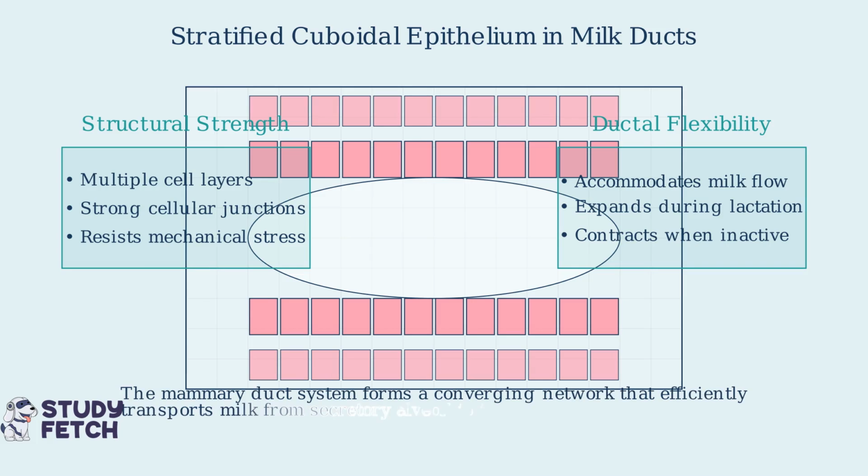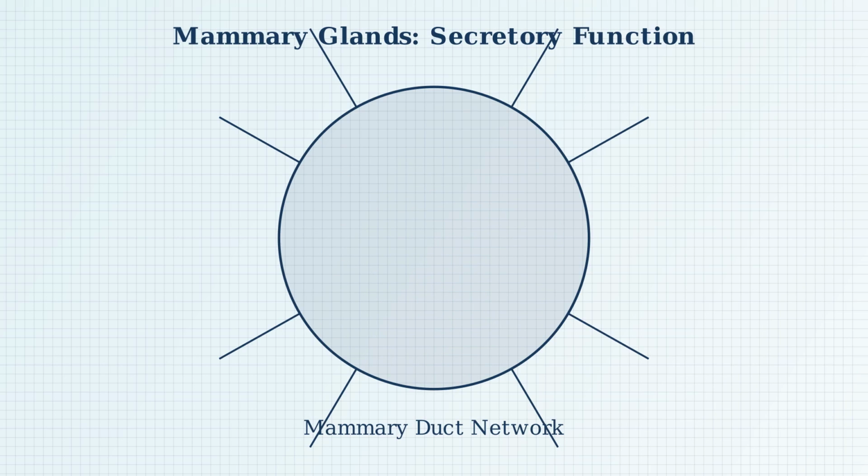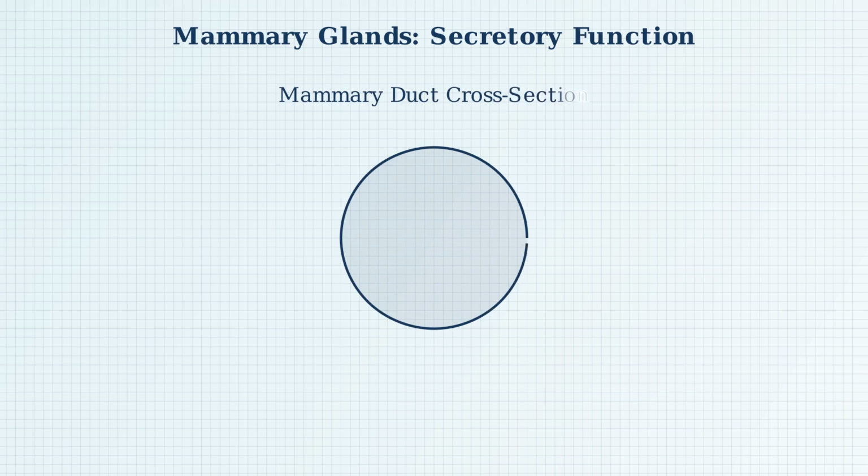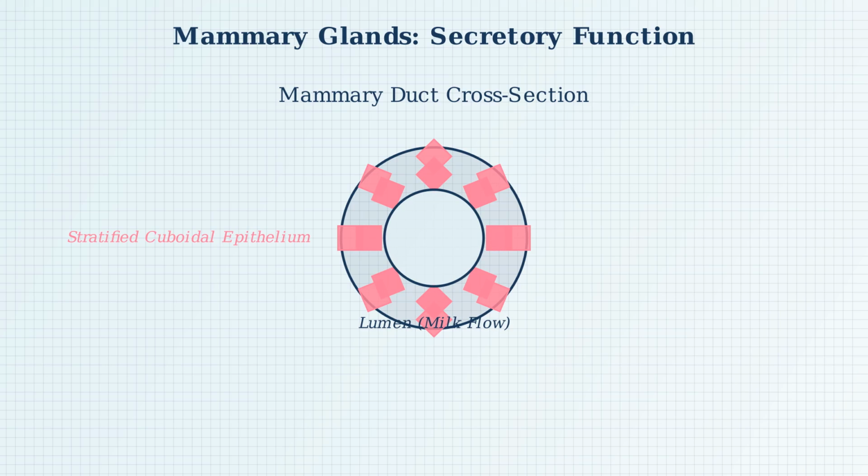Together, these properties create a ductal network that efficiently transports milk from the secretory alveoli to the nipple, vital for successful lactation. The mammary glands contain an extensive duct system where milk is produced and transported. The ducts are lined with stratified cuboidal epithelium consisting of two layers of cube-shaped cells. Milk flows through the central lumen.